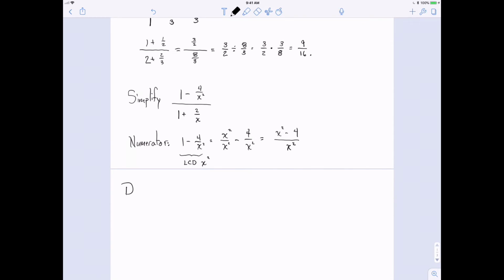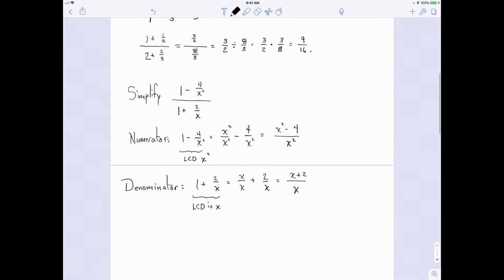So now we turn to the denominator, and run through the same process. Here I have 1 plus 2 over x. So the LCD here is x. So 1 becomes an x over an x plus 2 over x. This is x plus 2 over x.